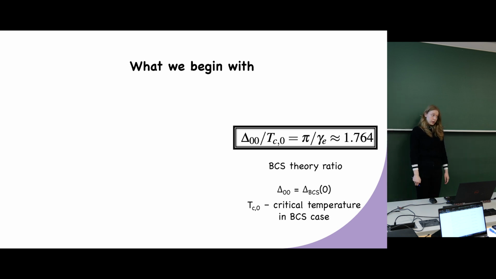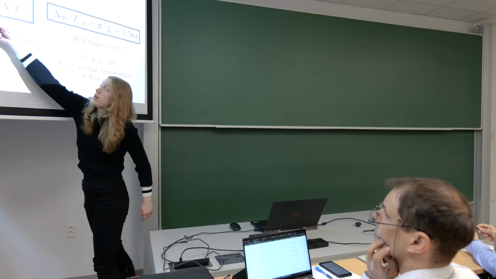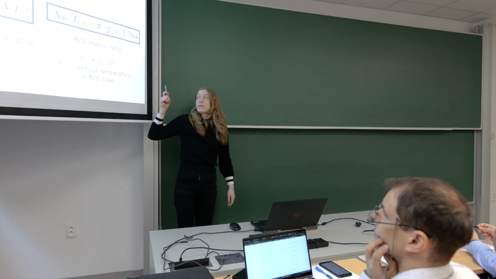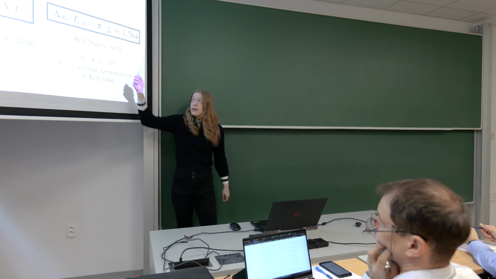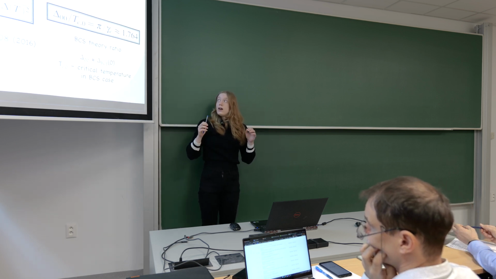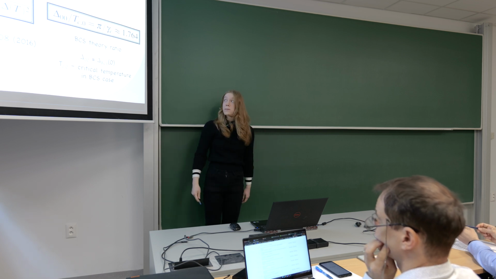How was this ratio achieved? It was achieved with the solution of the energy gap equation you can see here. But in the BCS case, this parameter gamma is zero. Gamma is for pair breaking scattering, so it is zero in the BCS case. It means that in the BCS case, nothing destroys these Cooper pairs in the superconductor.